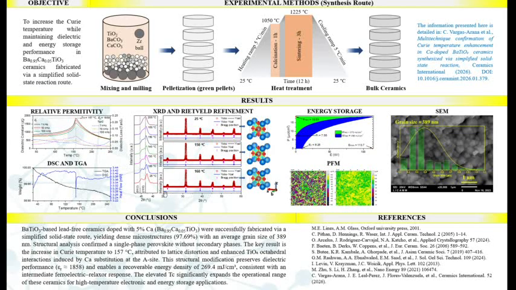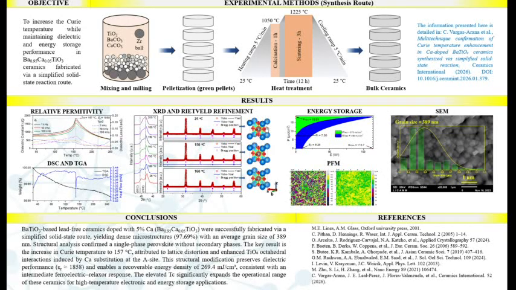Around 160 degrees Celsius, the characteristic splitting of the 002 and 200 reflections merges into a single peak, a clear structural signature of the transition to the cubic paraelectric phase. Rietveld refinement confirmed this, and we could actually see the titanium ion gradually moving back toward the center of the unit cell as we approached the transition, which lines up perfectly with the loss of spontaneous polarization.